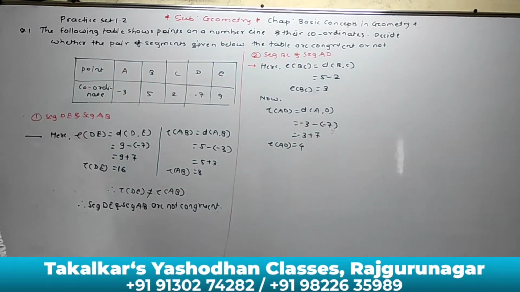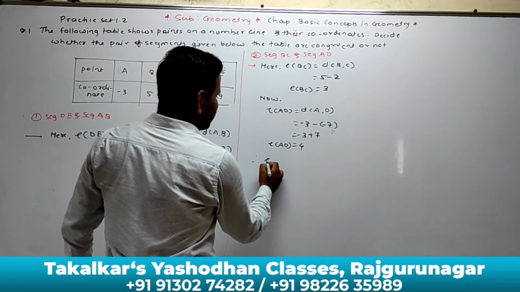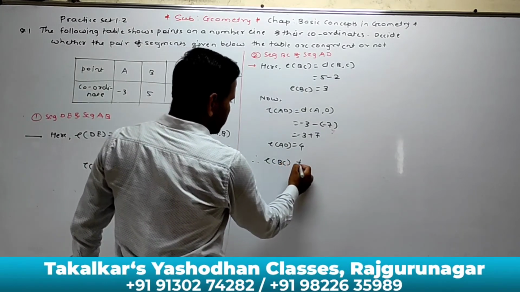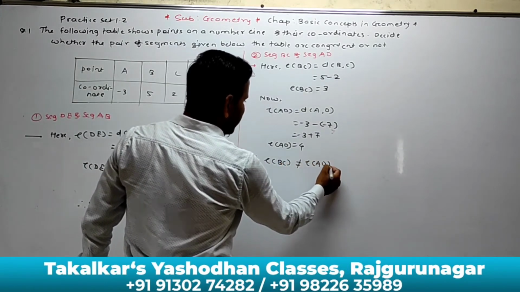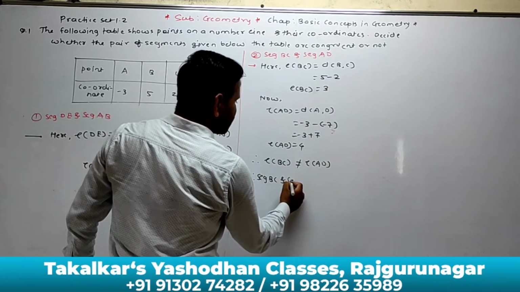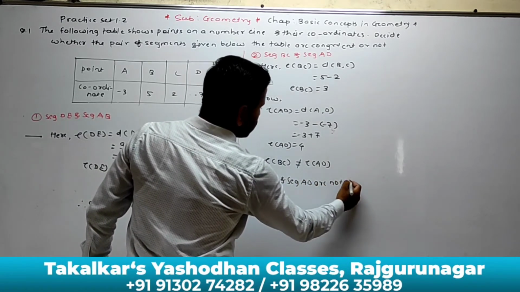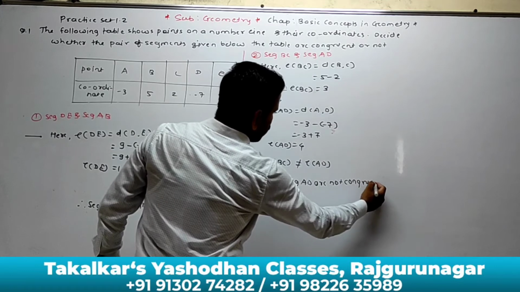BC 3 आला, AD 4 आला. आहेत का equal? No. So they will not be congruent segments. So once again we can say that length of BC is not equal to length of AD, and therefore segment BC and segment AD are not congruent.